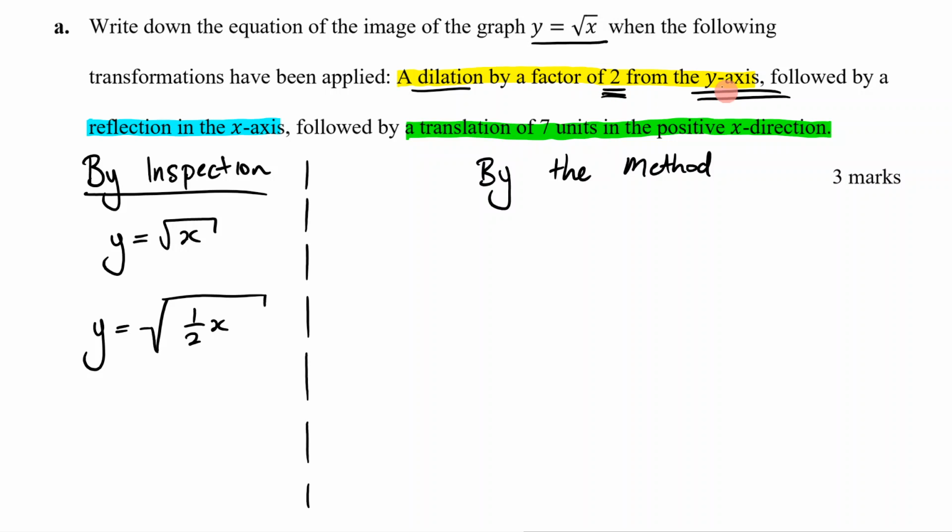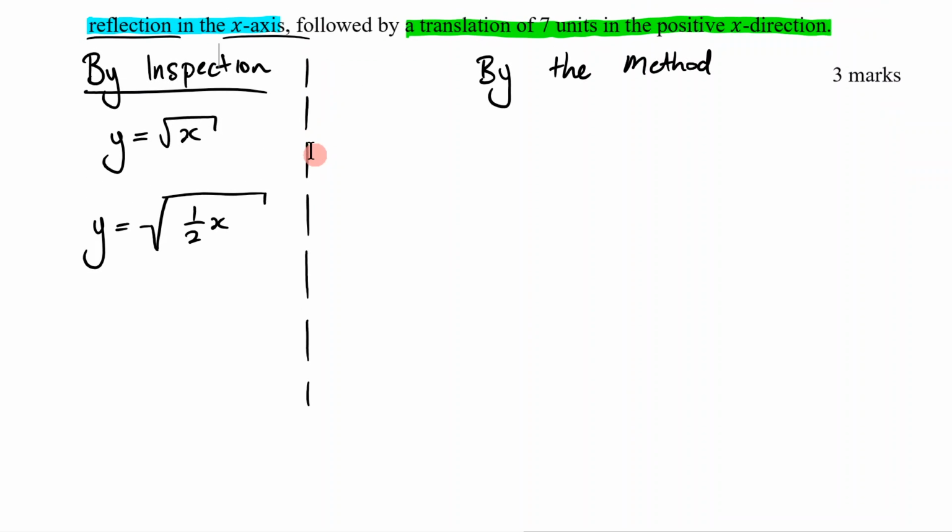The next thing that I'm doing is I am reflecting in the x-axis. If I'm reflecting in the x-axis, that means I put a negative out the front, like so, and I'm going to get negative the square root of 1/2 x. The next thing that I do is I perform a translation of 7 units in the positive x direction. Now, this is where most likely the mistake will occur.